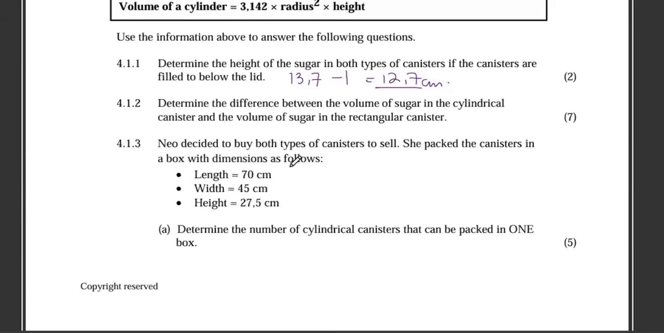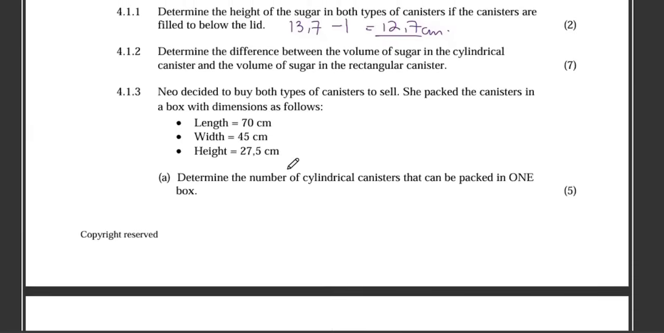4.1.3. Nemo decided to buy both types of can stand to sell. She packed the can stand in a box with dimensions as follows. Return the number of cylindrical can stands that can be packed in one box.